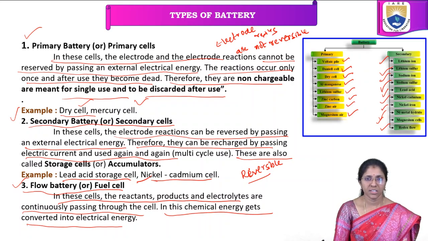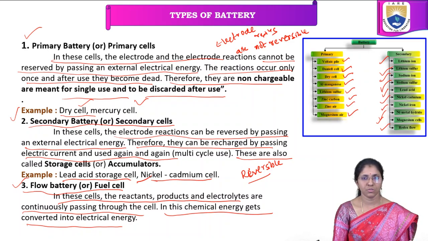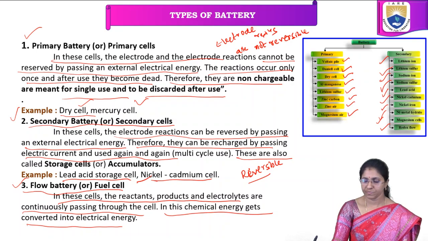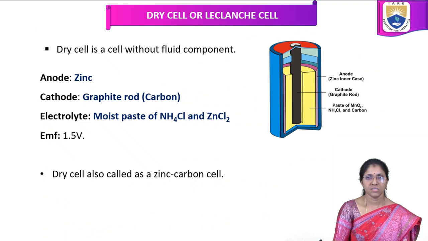So, what is a primary battery? In primary batteries, the electrode reactions are not reversible and they are non-rechargeable. In secondary batteries, the electrode reactions are reversible, they are rechargeable, and can be used for multi-cycle uses. In flow batteries, reactants, products and electrolytes are continuously passing through the cell. So, these are the types of battery. Next one is the dry cell or Leclanché cell.